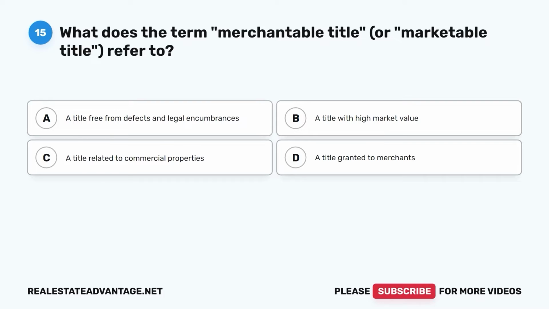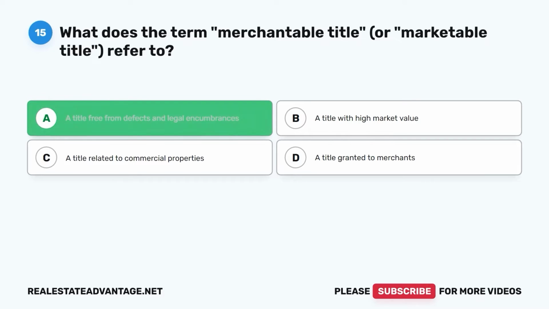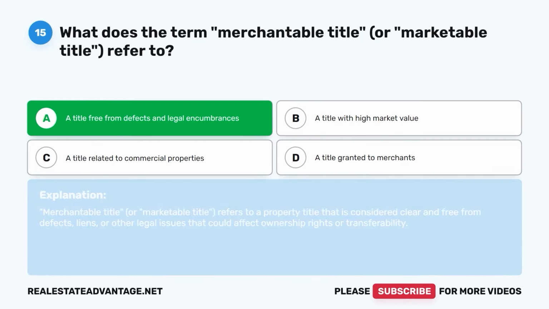Question 15. What does the term merchantable title or marketable title refer to? A. A title free from defects and legal encumbrances. B. A title with high market value. C. A title related to commercial properties. D. A title granted to merchants. The correct answer is A. A title free from defects and legal encumbrances.